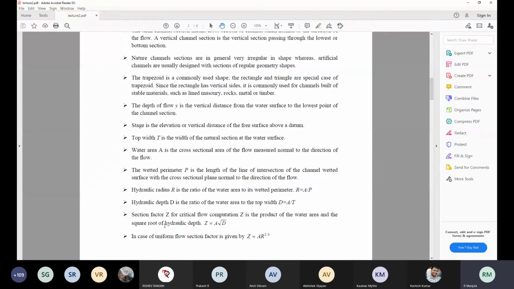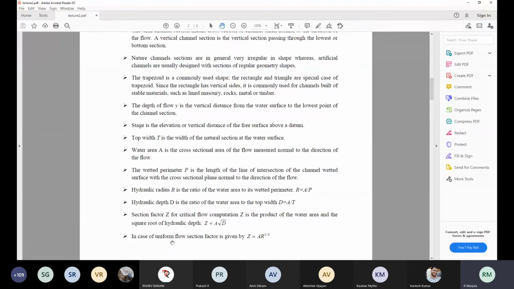Then section factor is Z, which is the product of water area and the square root of hydraulic depth. Hydraulic depth is D, capital D, which is A by T, the cross-sectional area of the flow divided by T, the top width. So the square root of this hydraulic depth multiplied by A, the cross-sectional area, is your section factor for the critical flow computation. Later on, I will tell you what is meant by critical flow. There are critical flow, subcritical flow, and supercritical flow. We will see what is critical flow in the later sections.